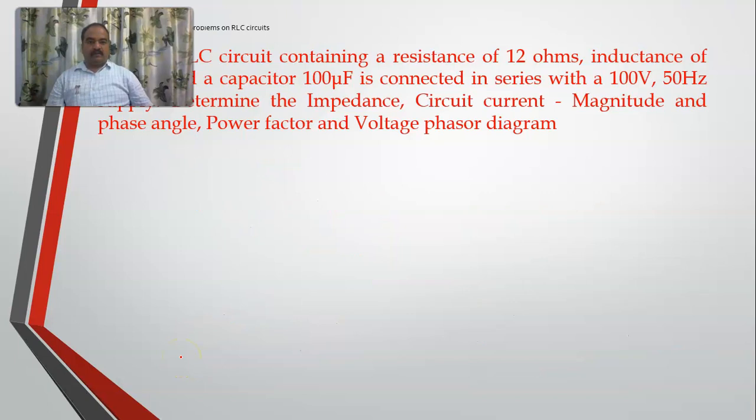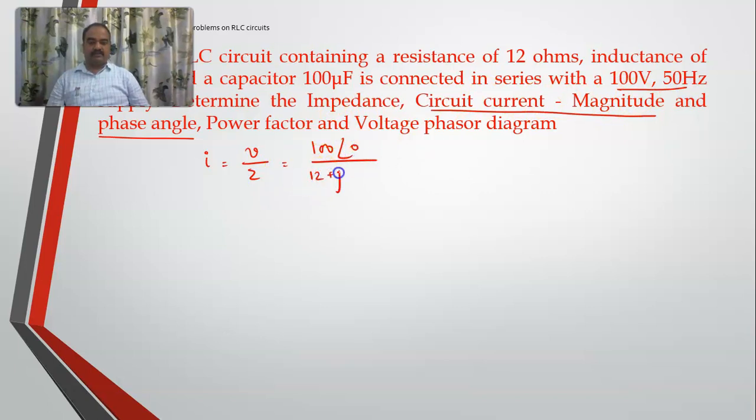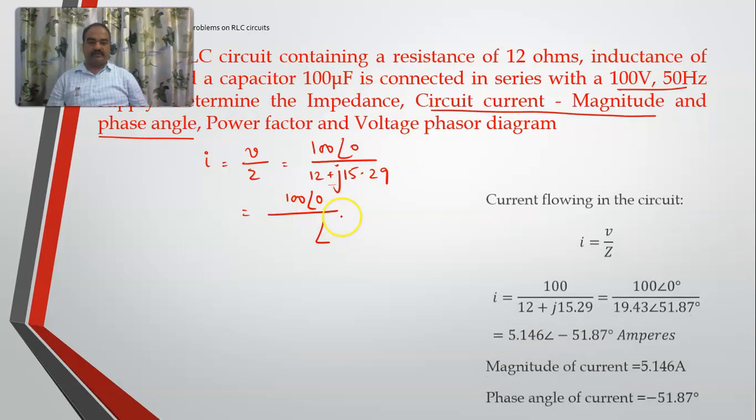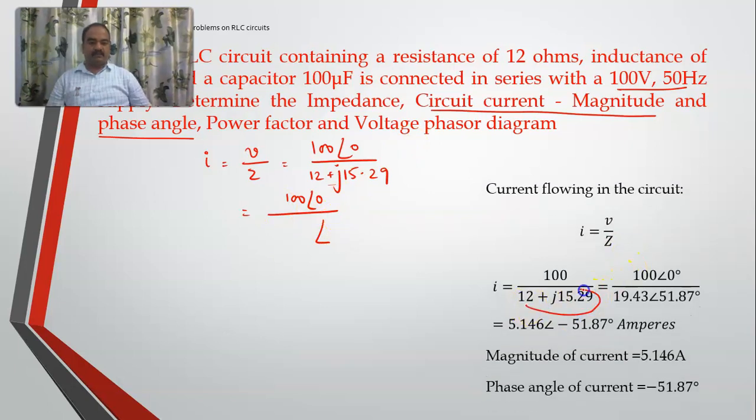Now the circuit current, magnitude and also the phase angle. Now I is equal to V by Z. V you do have already. It is 100 at an angle of 0, by Z, which is 12 plus j 15.29. So now convert this one into a polar quantity and you will get a phase angle and also a magnitude. So this is the value which I have converted into its polar form. It is 19.43 at an angle of 51.87.